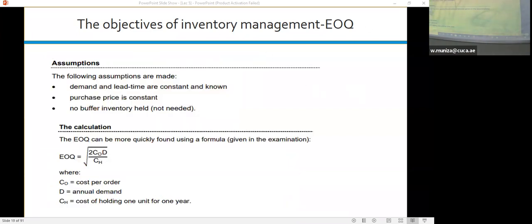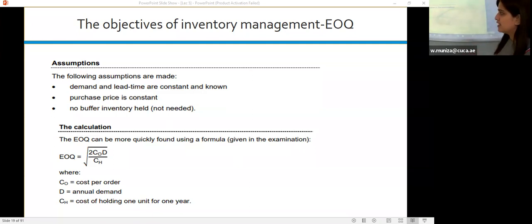Okay, now students, you will not be asked for assumptions in any way in the examination, but still I have included them. What are the basic assumptions which you are going to keep in mind while calculating the EOQ? That demand and lead time are constant and known. In practical situations, demand and lead time are never constant. Okay, they are going to be fluctuating. But in order to apply EOQ, you have to assume that they are constant, and then purchase price is constant and there is no buffer inventory held.